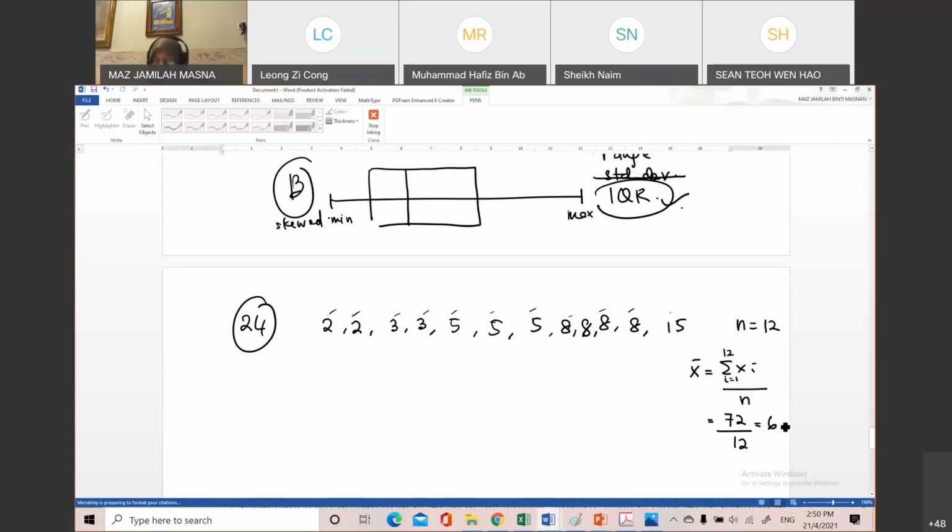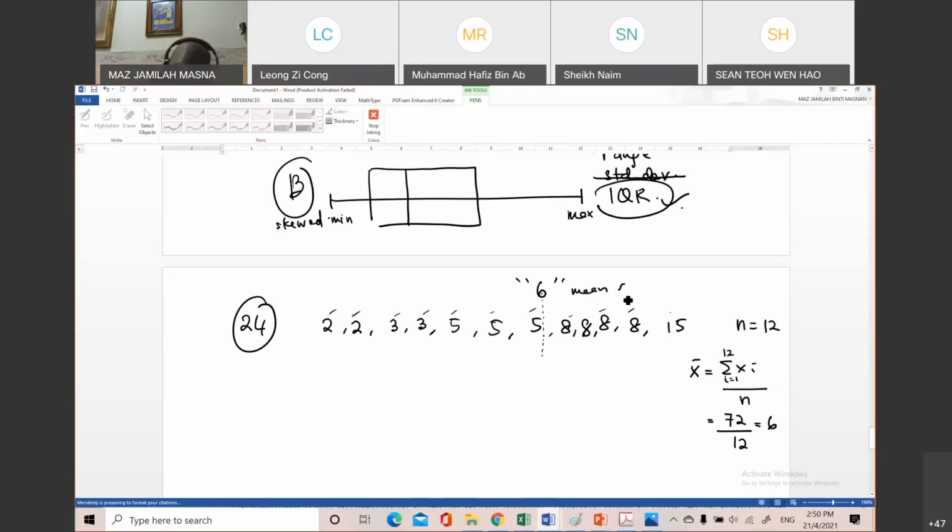Now, if you are using your mean, it will be somewhere over here, somewhere in the data set. Line your mean. Okay? The mean.